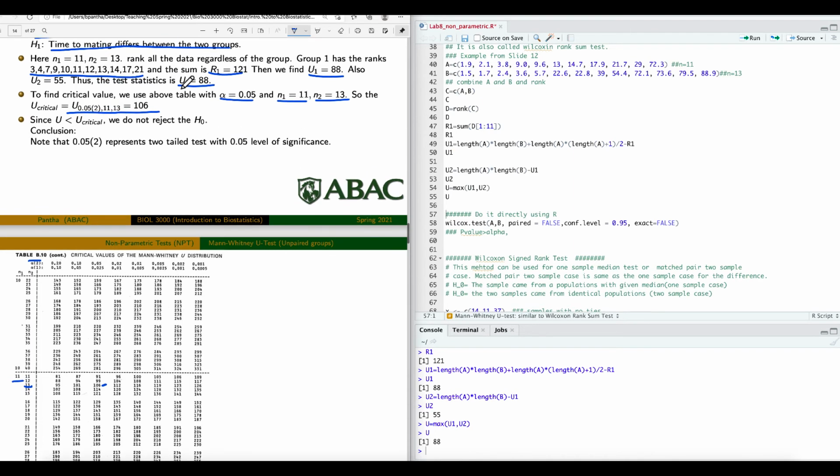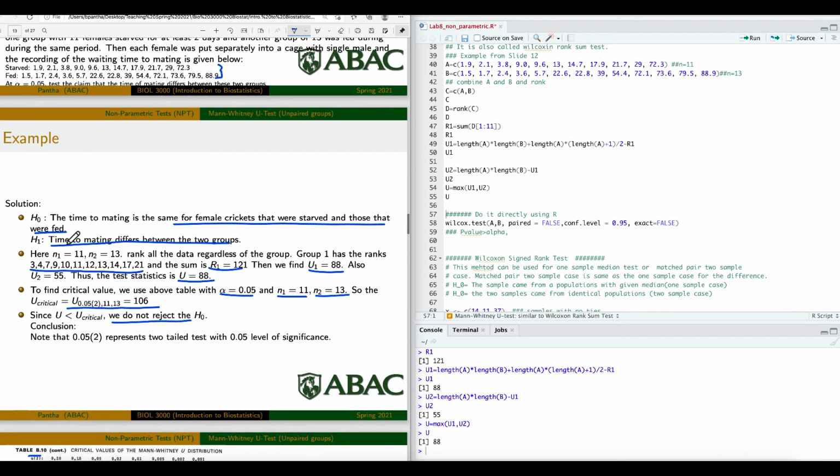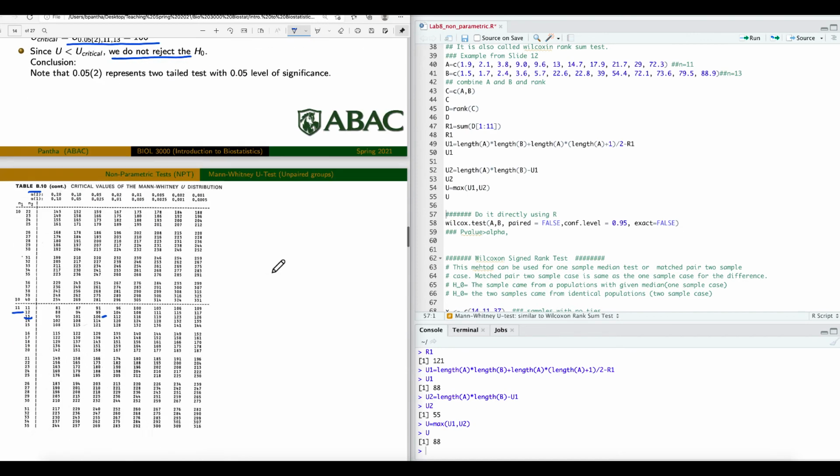What is our U value? It is 88. Critical value is 106. Since U is less than the critical value, we do not reject. If U is bigger, we reject. Since U is less than the critical value, we do not reject. So what will be the conclusion then? We do not reject, which means the time to mating is the same for female crickets that were starved versus those that were fed. That's what we are able to conclude from here.